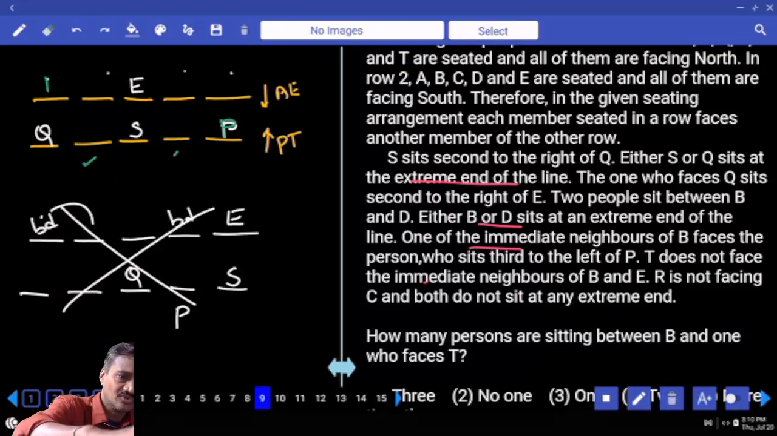Hence we are left with one more case for this P. What is the other possibility we have for this P? Where should P be? P must be here.